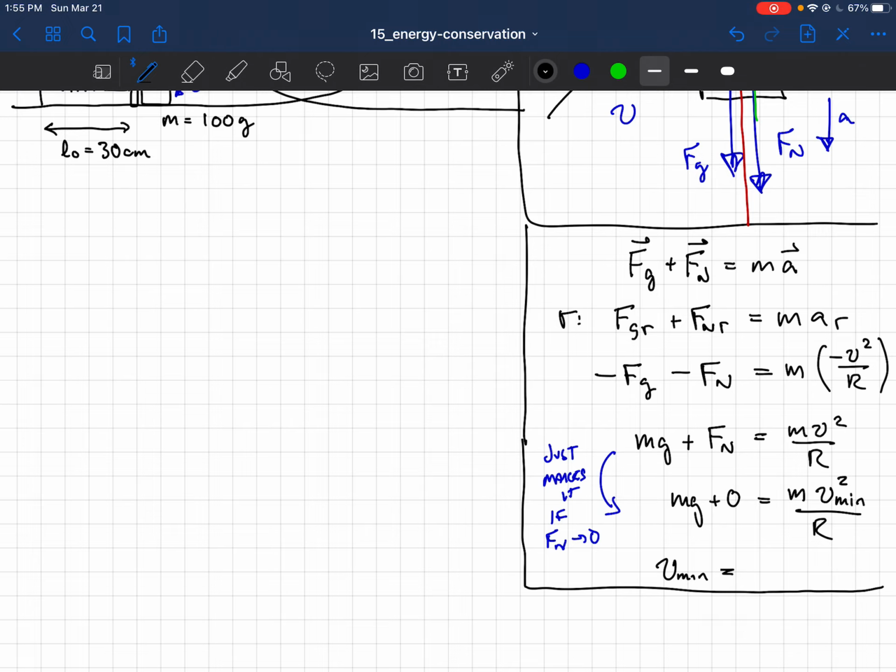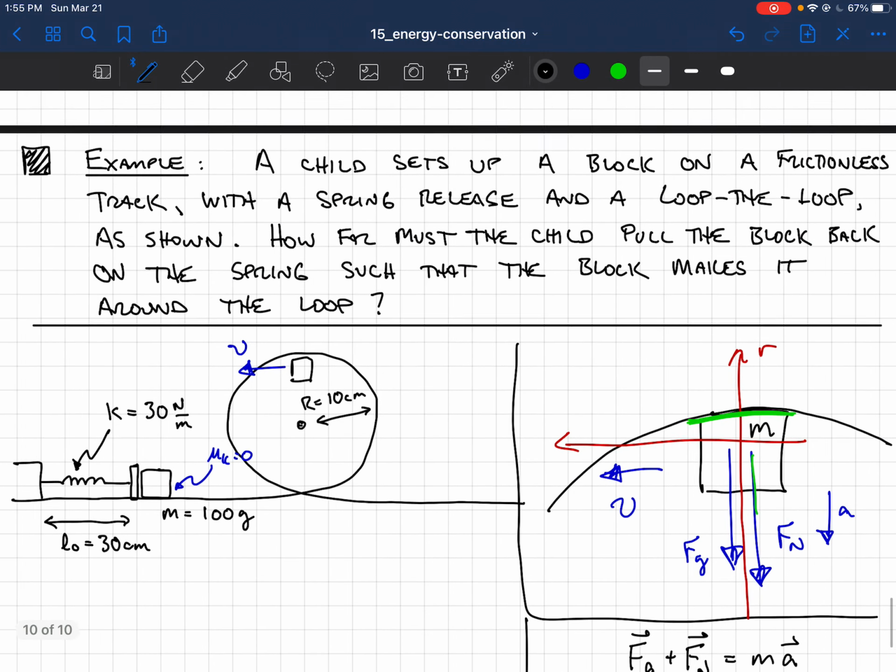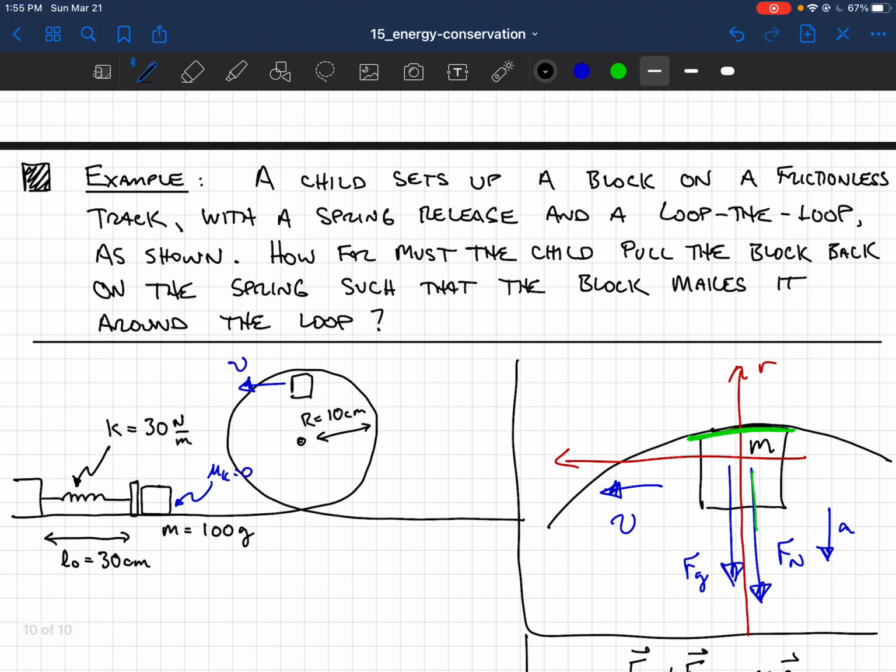And you see that we get v min is equal to, well, you divide both sides by m and you get the square root of gr there. So the case of the block going around means that it must have a speed at the top of the square root of gr. Okay, so we've solved part of the problem now. Now we want to see how far the child must pull the spring back so that it does that. And what's the connection? Well, if you pull the spring back, then you get potential energy in the spring. Let's write that down. Potential energy for the spring is equal to 1/2 kx squared.